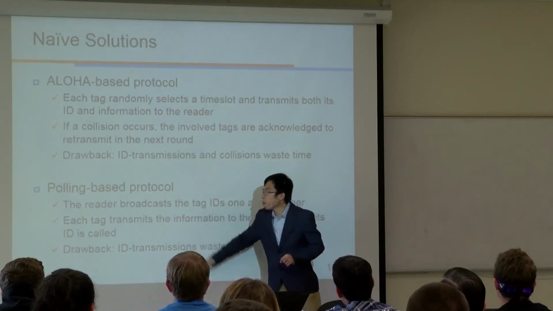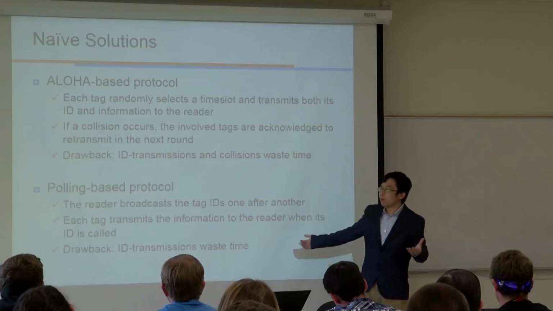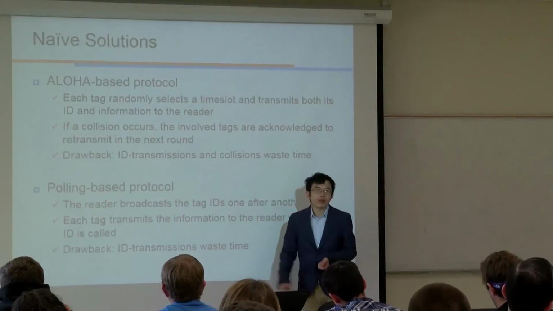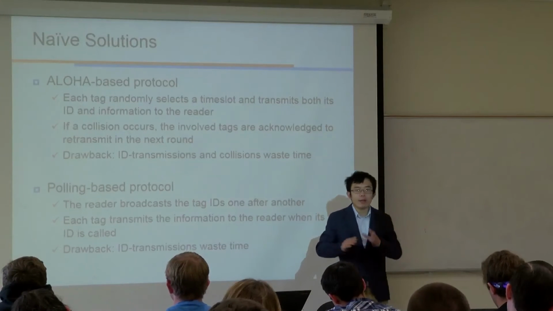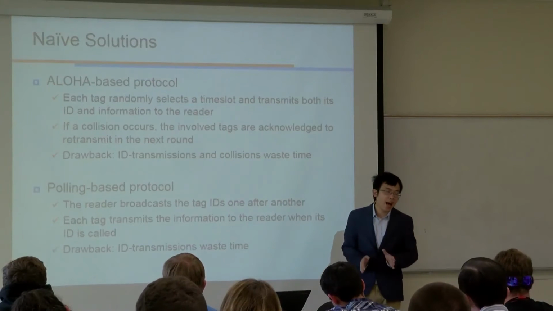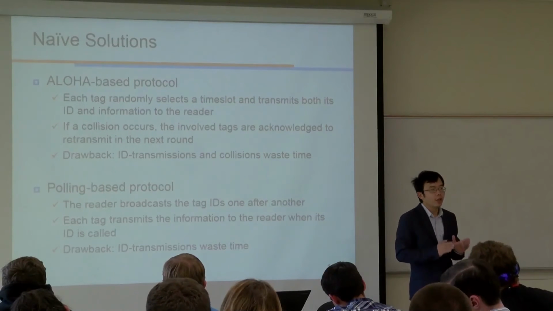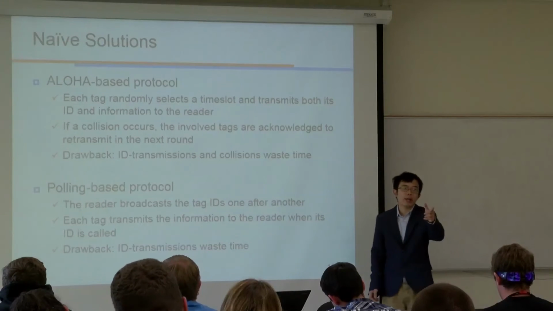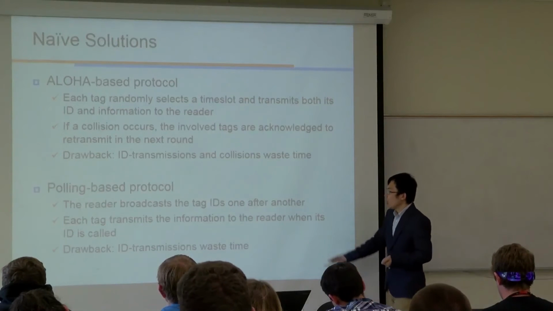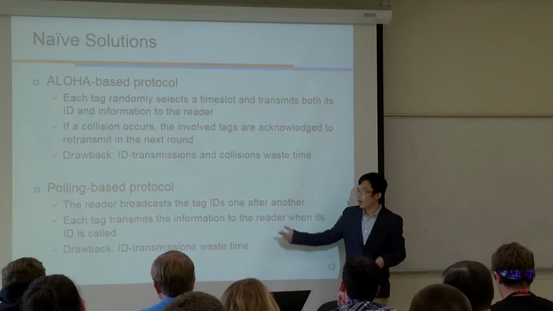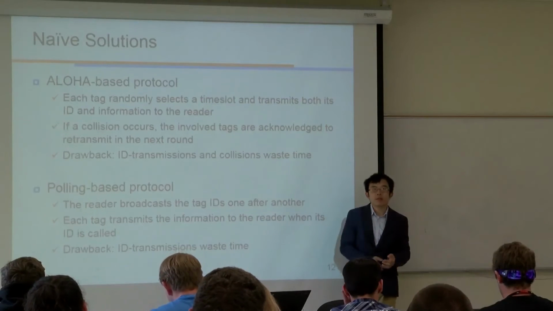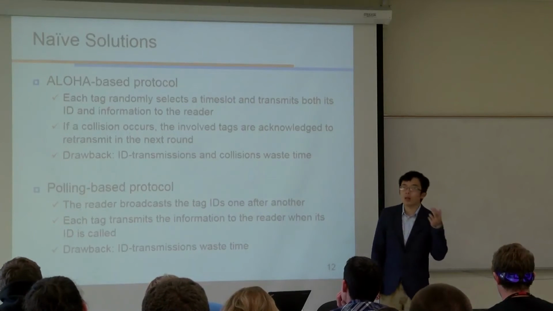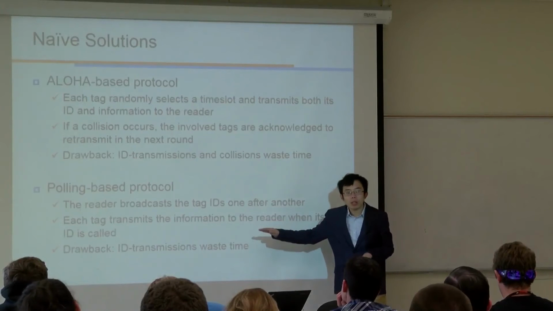So in this protocol, the reader performs a roll call. It's like the reader broadcasts the tags' IDs one by one. Okay? Send the ID to all the tags. When a tag hears its own ID, the tag will respond with its information. So it's like a roll call. I call your name, you answer my question, right? So in this case, we can see that there's no transmission collision, because after the reader broadcasts one ID, there's only one tag which responds.